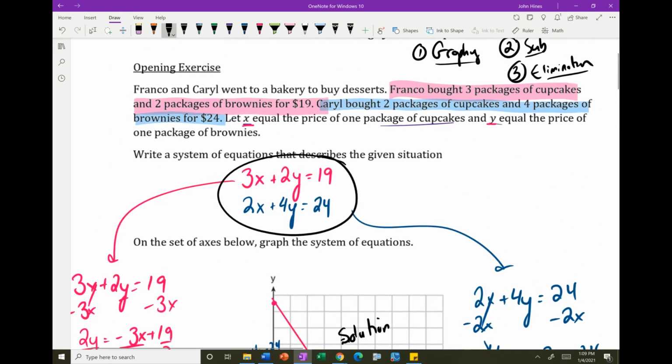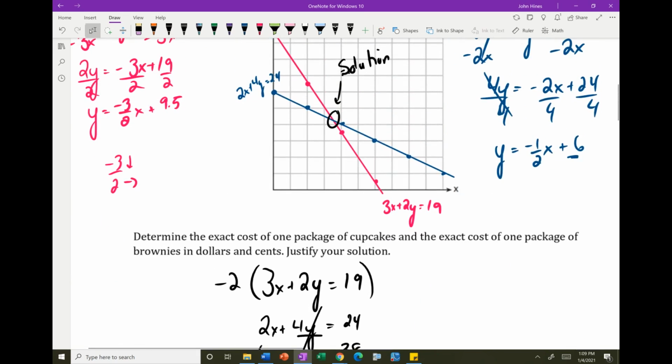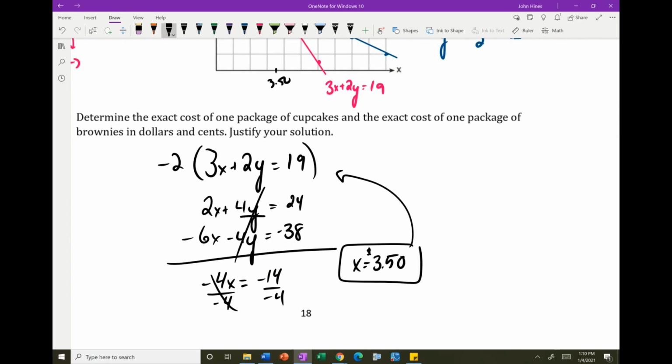X is which? X is the cupcakes. The package of cupcakes costs $3.50, which is about right there. $3.50 is about where that point of intersection is. Well, I'm not done yet. I've got to plug back in. So I'm going to plug back into the bottom one because I can do that in my head. I can do 2 times 3.5 in my head.